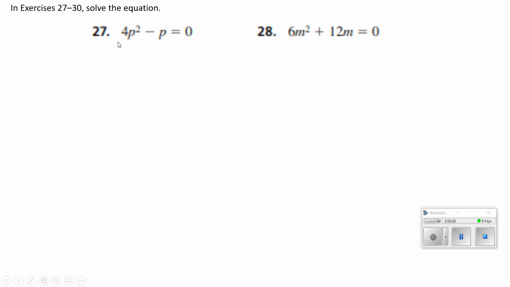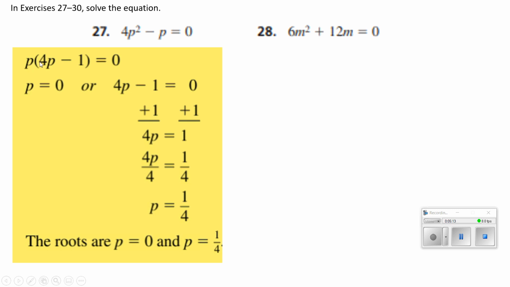So solve this equation. It says 4p to the second power minus p. I know I can factor out a p from this. So it would be p times 4p minus 1. I remember that I have to put everything to 0. So with p here, p has to equal 0. And then I have to remember that I would be taking this negative 1 and bring it to the opposite side, which would make it a positive 1. And then divide it by 4, that would give me 1/4. So my roots are 0 and 1/4. 28 is for you to do.